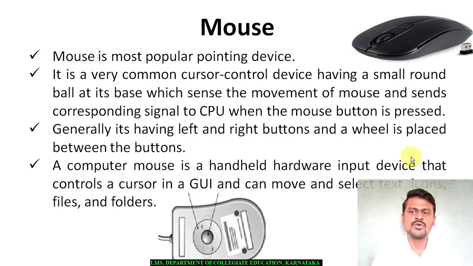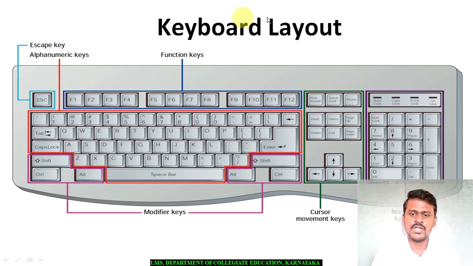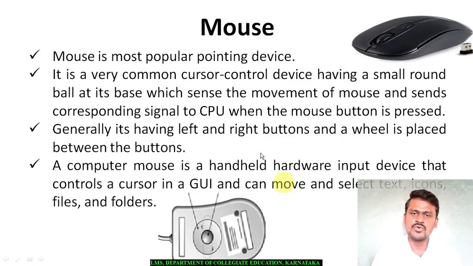Now we will move on to the next pointing device, that is the mouse. Mouse is also a popular pointing device. So how a mouse looks, it is one kind of mouse we can see nowadays. It is a very common cursor control device. As I was saying in the keyboard layout, these are cursor movement keys. So this is the mouse.